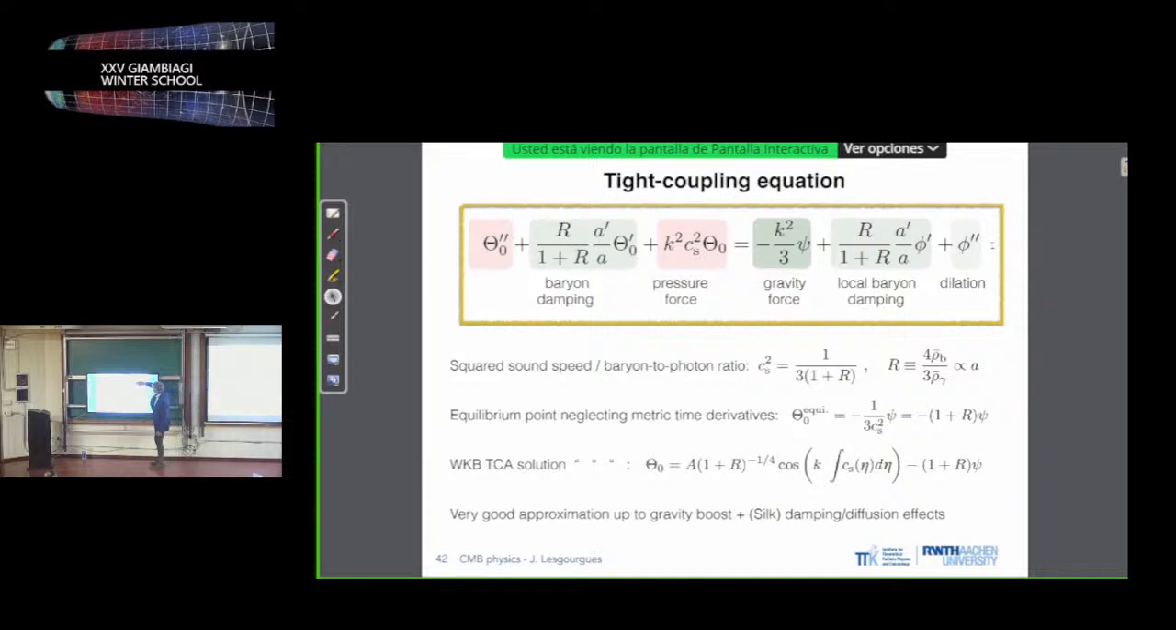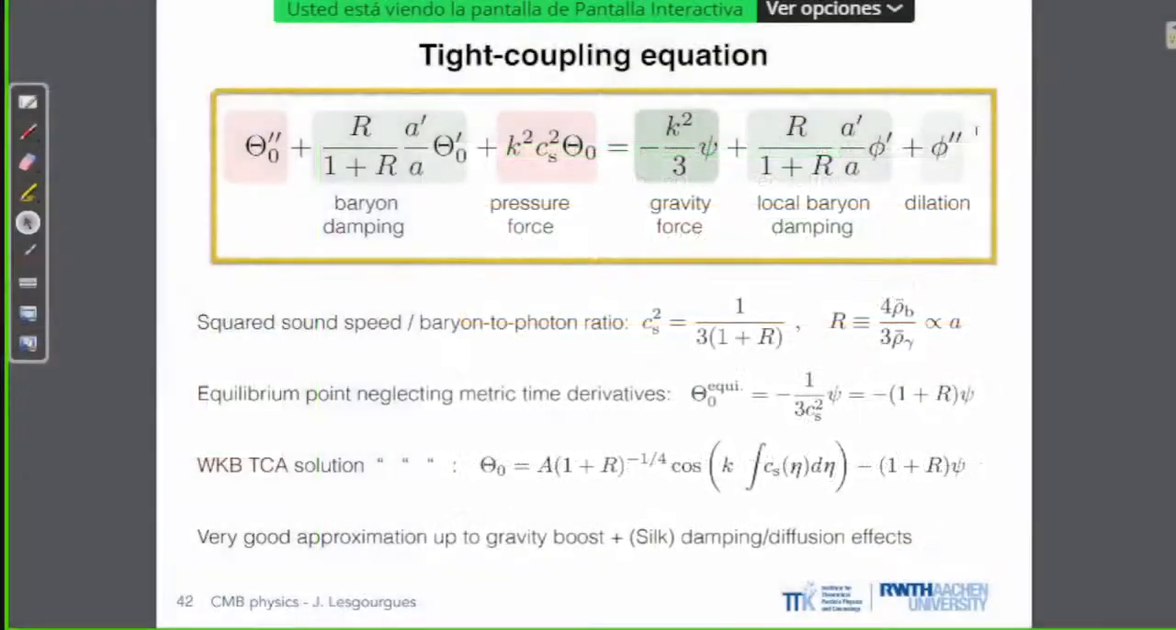Finally, still neglecting these terms, looking at these ones, it was shown, I think by Wenyu, maybe by somebody before, but I know it from Wenyu's work, that this has an analytic approximation given by the first order WKB approximation method. And the solution looks like this, and it has oscillations. The argument of the cosine is k times the integral of cs d eta. So for instance, during radiation domination, when cs is a constant, you get k cs eta. So it shows how these acoustic waves propagate.